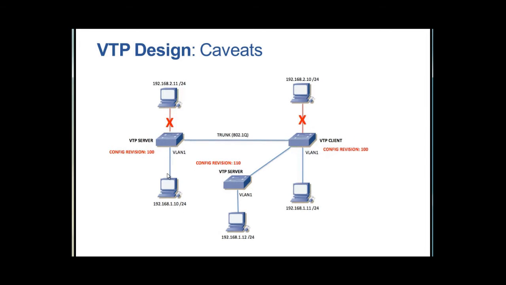As a result, those two switches will see that the update has a higher revision number, and they will accept the VLAN information, and it will remove VLAN 2 from the production environment. In that case, that client network will be down across our entire environment. So this is the danger of VTP if you are using a VTP server and client mode deployment.